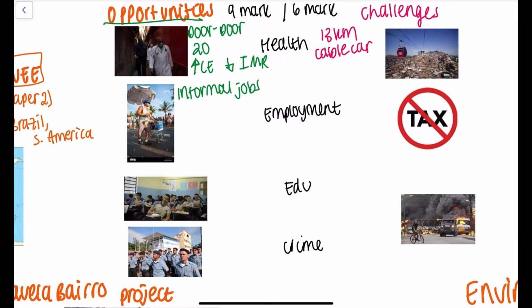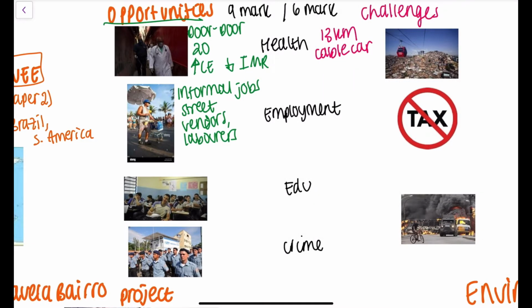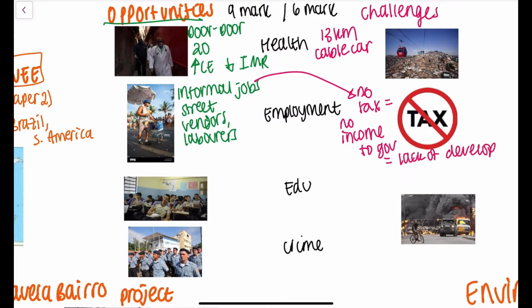Moving on to employment, informal jobs is both a good thing and a bad thing. We'll come back to that. People working as street vendors, as labourers, and they're earning a living, they're earning money. However, the problem with informal jobs is that the workers don't pay taxes, and therefore the government receives no income from them. And obviously, we know that in order for countries to develop, they need that level of money to be able to put into things like infrastructure, healthcare, and education.